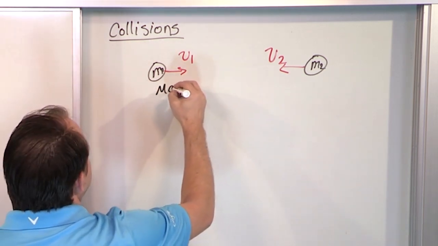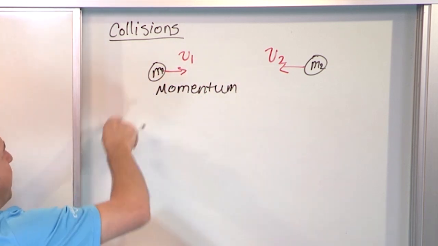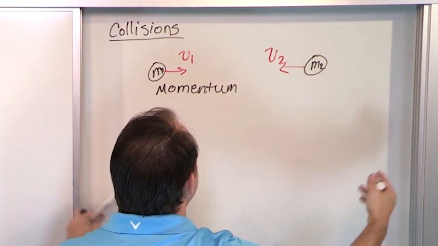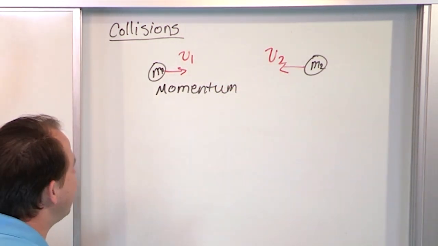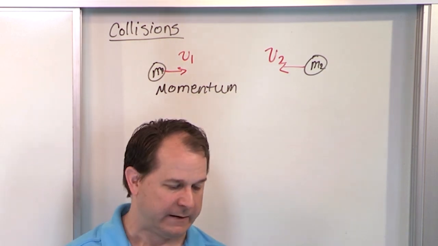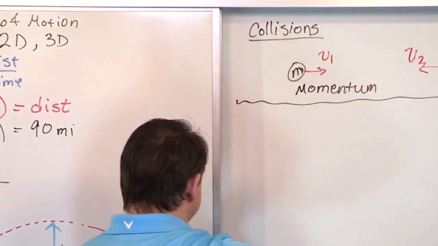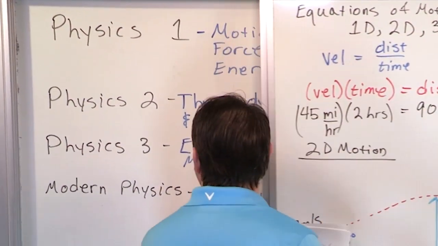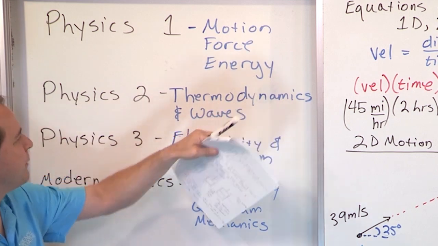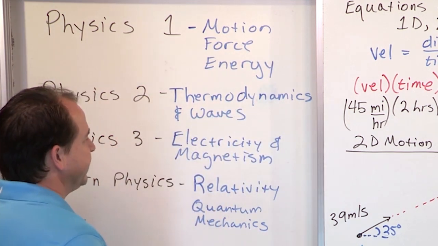So we're going to learn how to calculate the momentum of this ball and the momentum of this ball, and we're going to use a law of momentum to figure out what's going to happen after the collision. So that's basically wrapping up what we generally talk about in what we call Physics 1. Now I told you Physics 2 was what we call thermodynamics and waves. And so what we're going to do is talk about that briefly next.